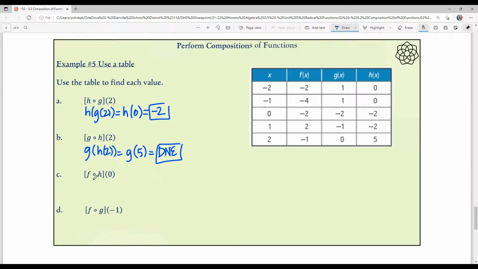All right, letter C, f circle h of 0. So that's like doing f of h of 0. Leave the f alone. Find h of 0. So here's h of x. Here's 0. They cross at negative 2. Then you need to find f of negative 2. So here's the f column. Here's the negative 2 row. They cross at negative 2.